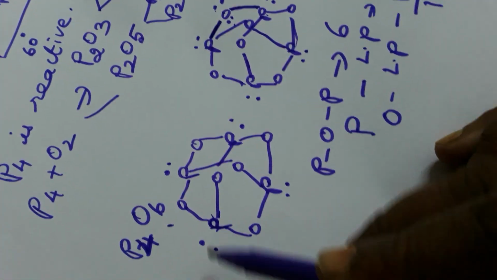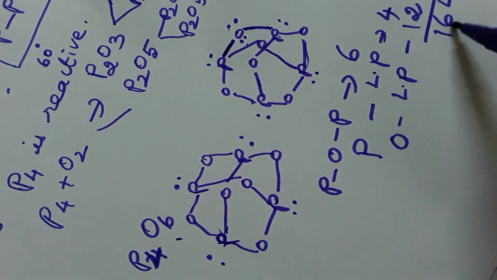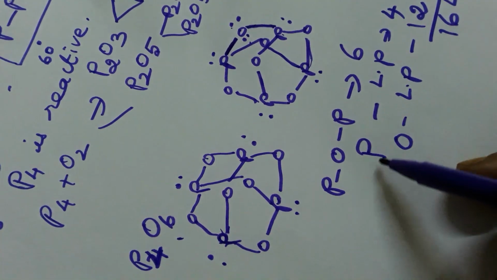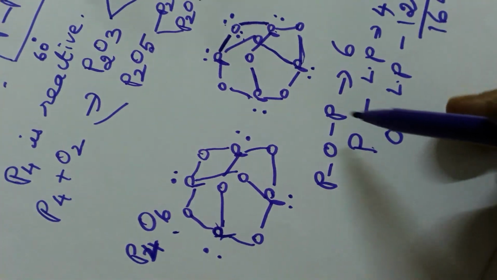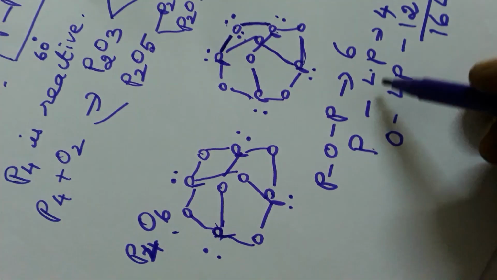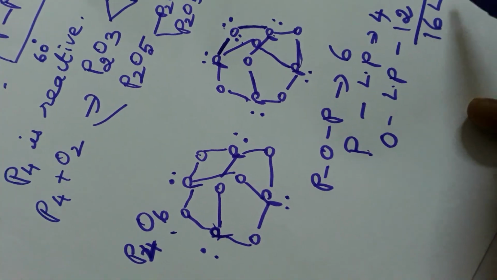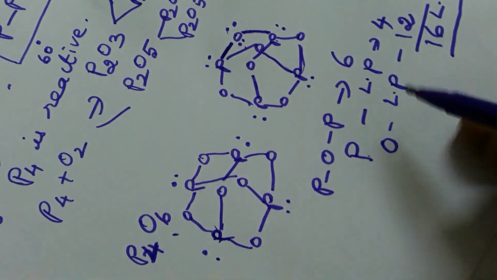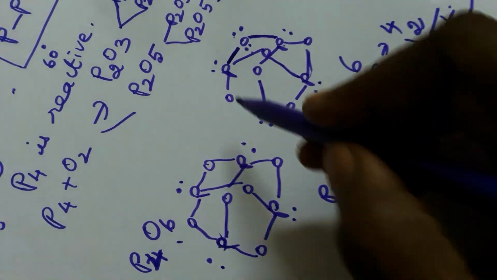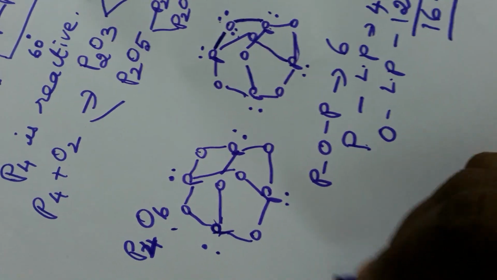If they ask the number of lone pairs present in the molecule P4O6, you have to write 16 lone pairs. Particularly, if they ask for the number of lone pairs of electrons on the phosphorus atoms, it is 4. For oxygen, it will be 12. So this question is very important. How many P-O-P bonds, how many lone pairs, and what is the hybridization of phosphorus? This is another important question.